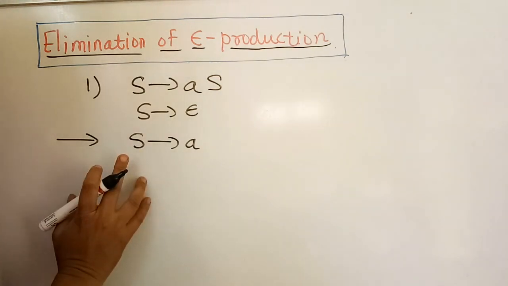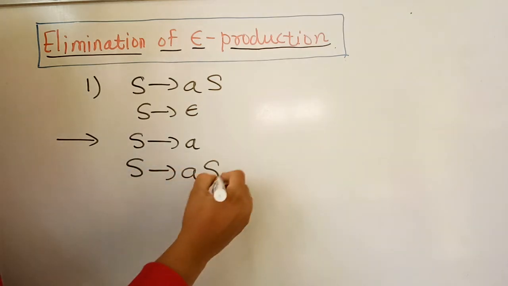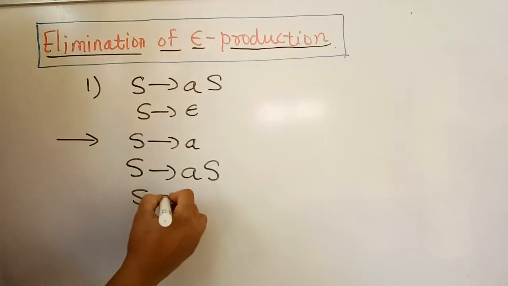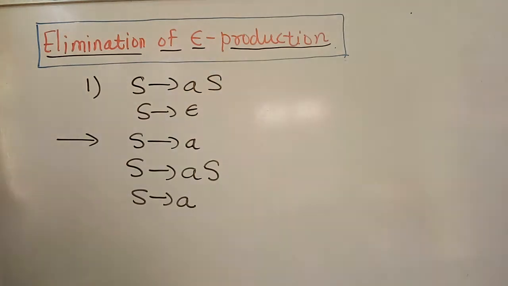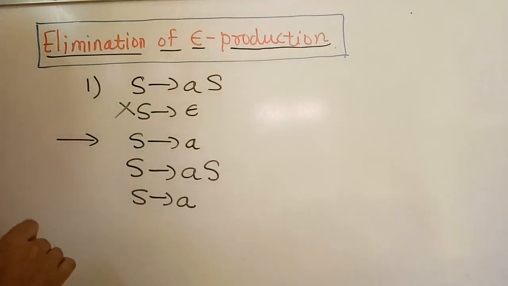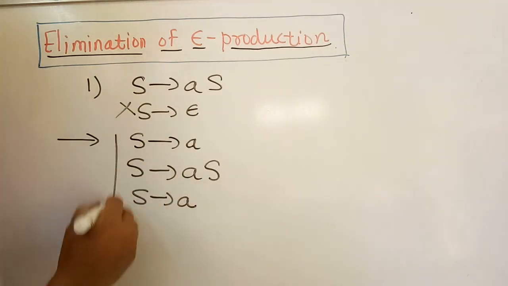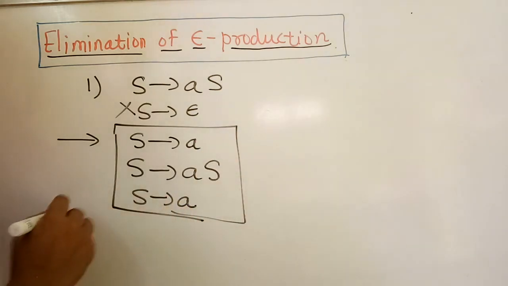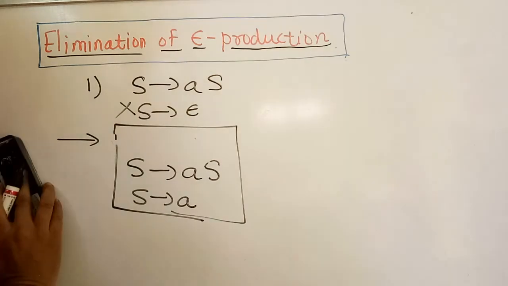So S gives AS is kept, and it is again added with S gives A. We do not directly remove these parts from our grammar, but we replace that part with epsilon. Epsilon is removable, so directly remove that part. So epsilon is removed from our grammar, and the final grammar is S gives AS and S gives A.